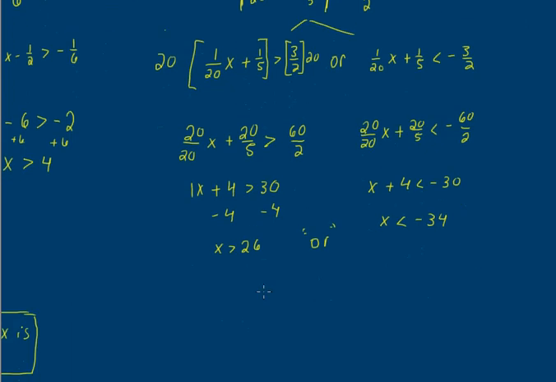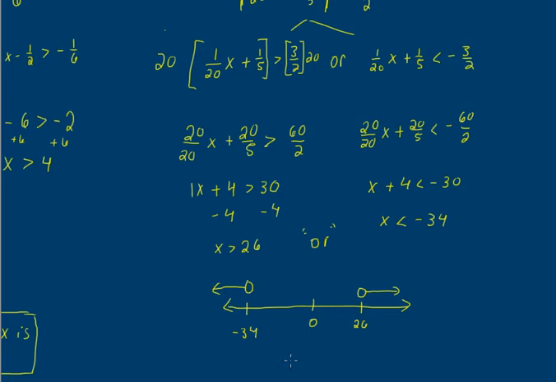Let's go ahead and get a graph of this to see what it looks like. So right here is 0. 26 would be roughly over here. 26, and it's greater than 26. Greater than with no bar underneath, so it's an open circle. And then I have negative 34 over here. Open circle.